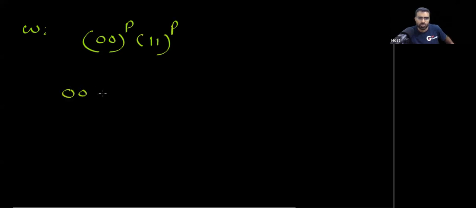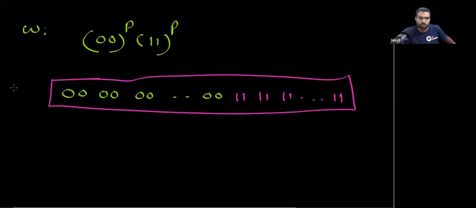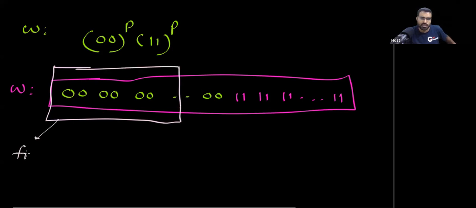Why? Tell me why. Because if you take this string, 0, 0 power p, 1, 1 power p, it's like 0, 0, 0, 0, and so on, then after that you have 1, 1, 1, 1, and so on. This is your entire string. You tell me in which area you will find y. You will find y in the first p symbols. Let's assume these are the first p symbols.